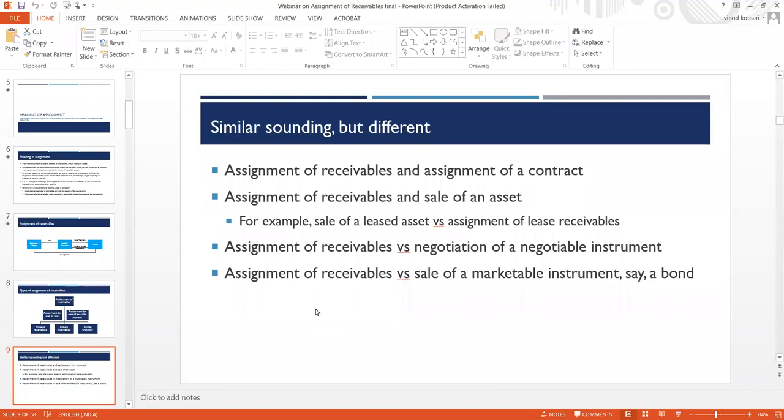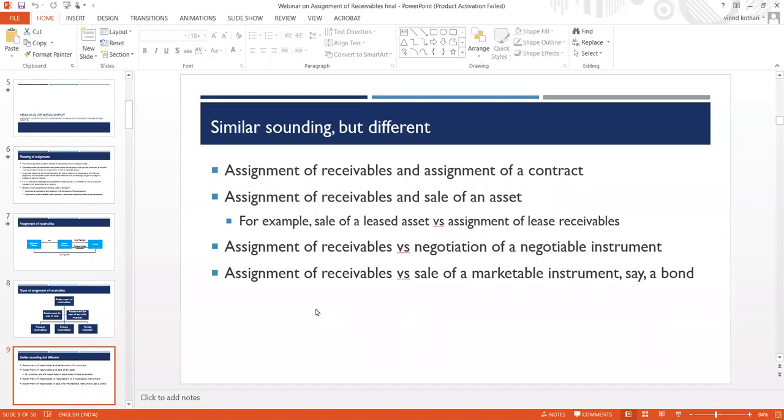Take an example. I have leased out an asset and I have leased receivables. Now, one option is that I'm selling the leased receivables. Part two is I'm selling the leased asset itself. If I'm selling the leased asset itself, along with it go the leased receivables. That is not a case of assignment of receivables. What I'm actually doing is selling the asset.